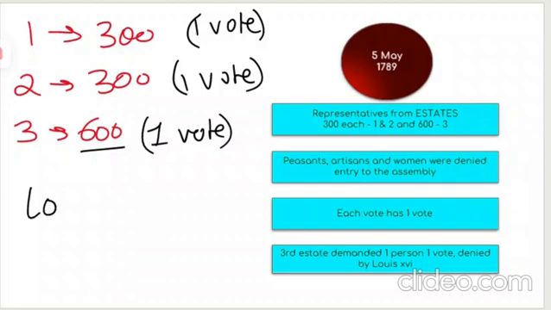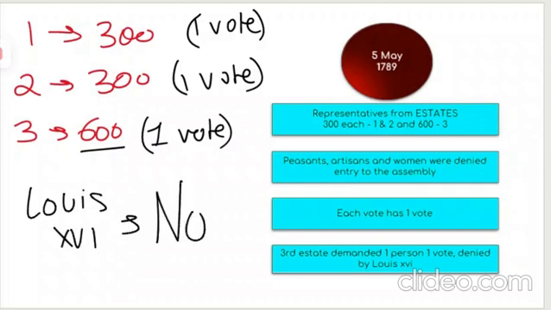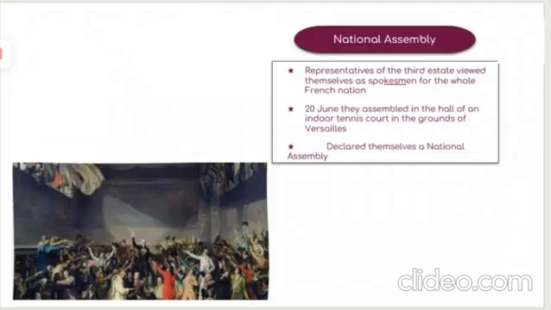But what did Louis XVI do? Louis XVI said no, this is not going to happen. Whatever the rule is, that will be the rule. You are no one to change it. So what happened? They were very angry. The third estate, the peasantry, became very angry, and all of them moved out of the hall of Versailles in protest.